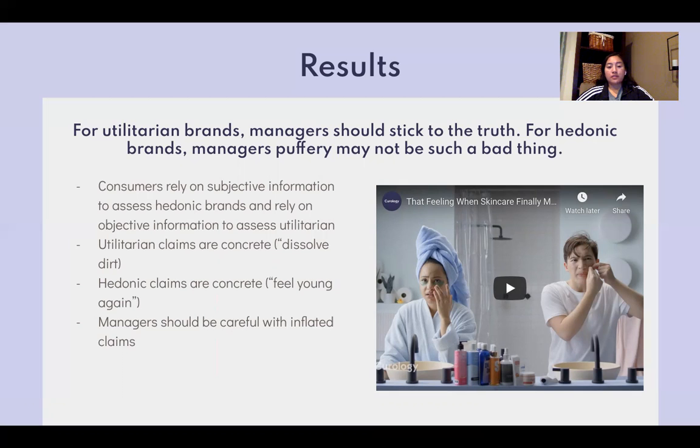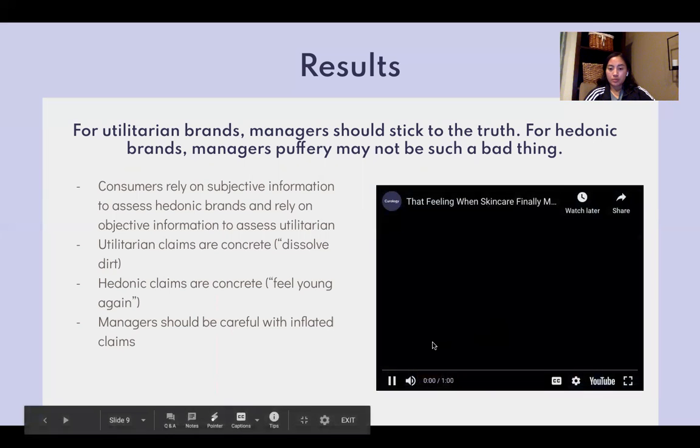And hedonic claims are more abstract. My apologies, I meant to say that earlier. An example of this could be to feel young again, used in makeup or skincare advertising. But managers should be careful with inflated claims, just for safety purposes.